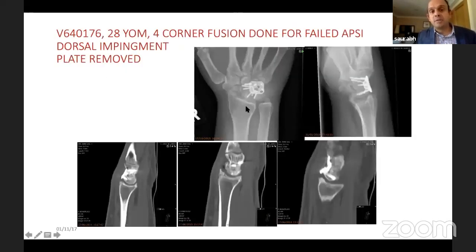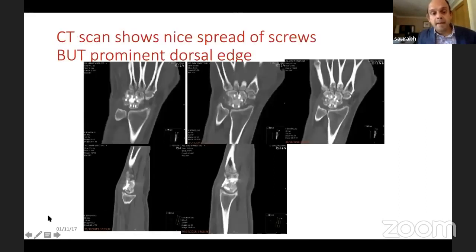Again, I have just put this slide to show you dorsal impingement. So compared to the last slide, look at how this plate is prominent there. Can you see that? And obviously when the patient extends, this will hit the dorsal rim. He will never be happy. So you can see on CTs, this is prominent there, it's prominent there. And again, if you see on CT, that lipping osteophyte and the prominence. So this patient needs plate removal.